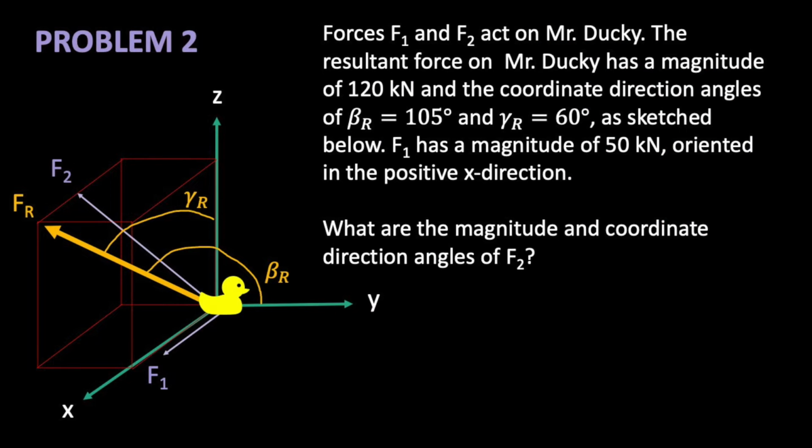Forces F1 and F2 are acting on Mr. Ducky. The resultant force on Mr. Ducky has a magnitude of 120 kilonewtons, and the coordinate direction angles of beta at 105 degrees and gamma at 60 degrees, as shown. What are the magnitude and coordinate direction angles of the force F2? Solve to the nearest whole number.